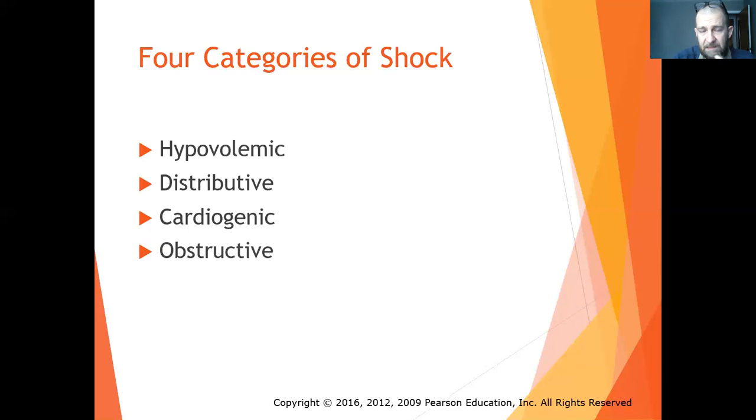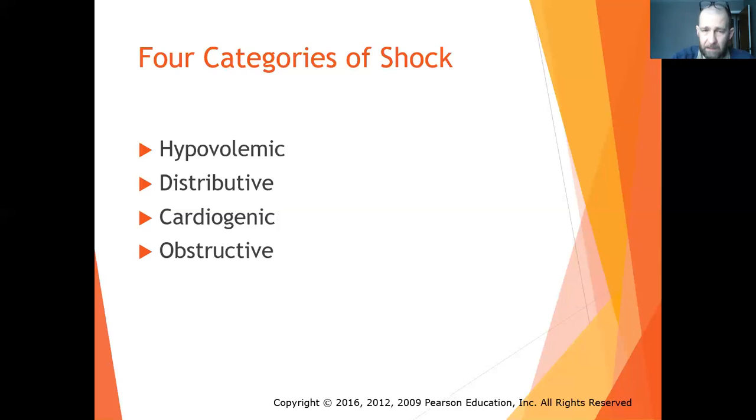And then our last type is obstructive shock. So we have an obstruction somewhere. A good example of this is if there's a large clot or something in a pulmonary artery or vein, then we're not getting the blood back. We're not able to do the gas exchange if the blood is blocked from getting down to the alveoli. So we're not able to do the gas exchange. So somewhere there's an obstruction that is messing with our ability to have that gas exchange done well. So those are the 4 categories of shock.